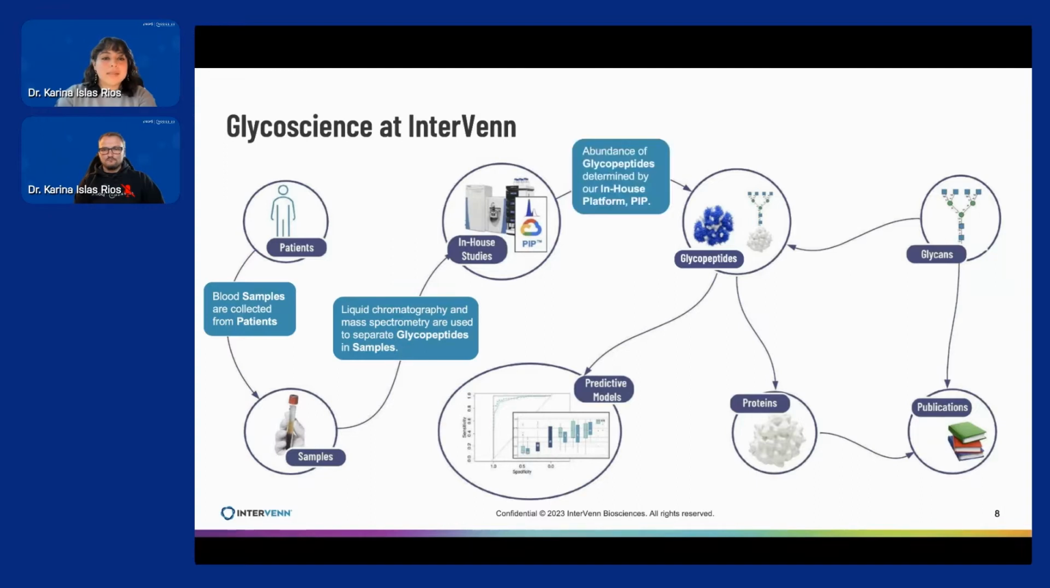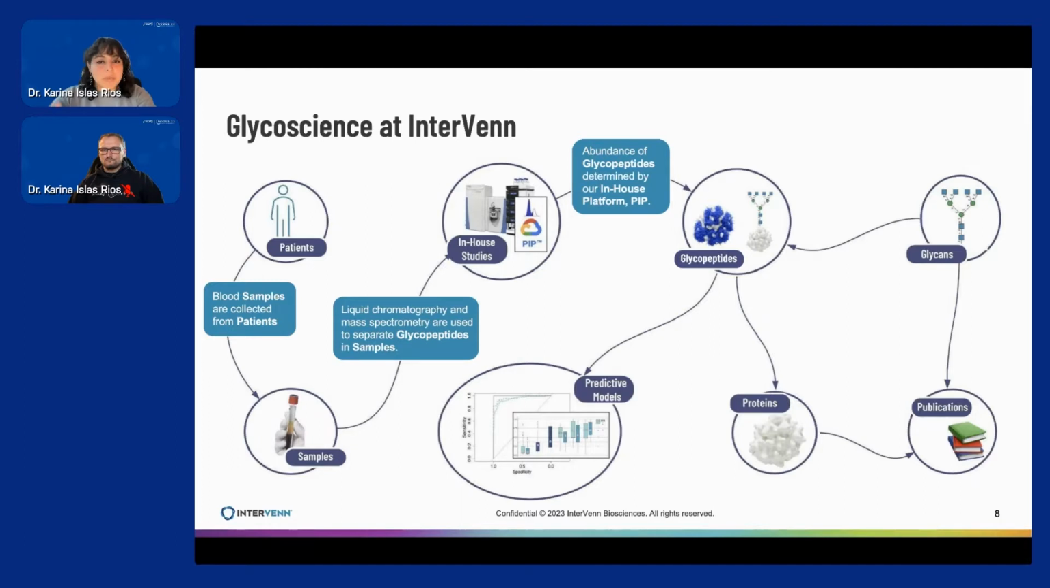And after these methods, this goes into software that was developed in-house by Interven, and it is pretty much where all of our AI technology is applied. Because from liquid chromatography and mass spectrometry, we obtain the spectra, and this process used to be done manually in the past.